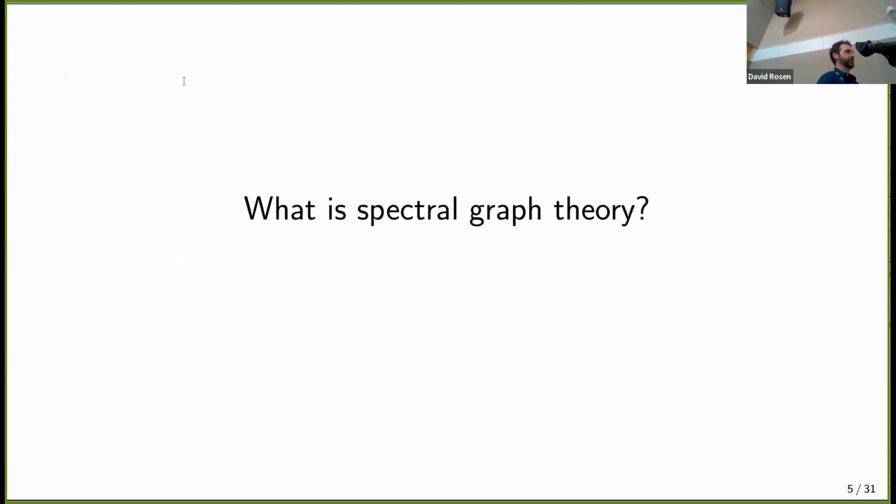Okay, so in the interest of time, we're just going to dive straight into it. One question for those of you who maybe have not seen this before is, what even is spectral graph theory, and what is it useful for?